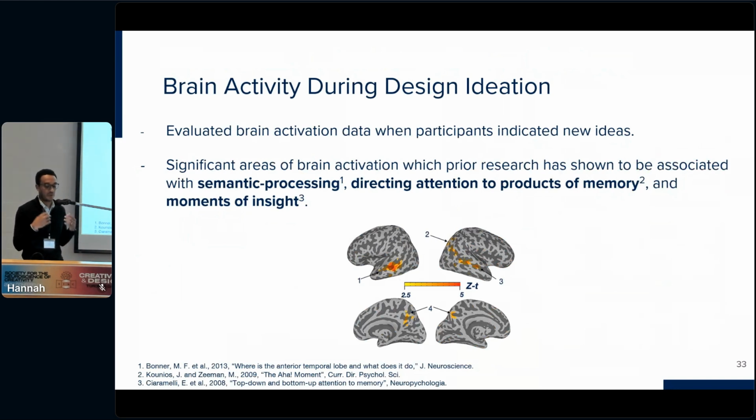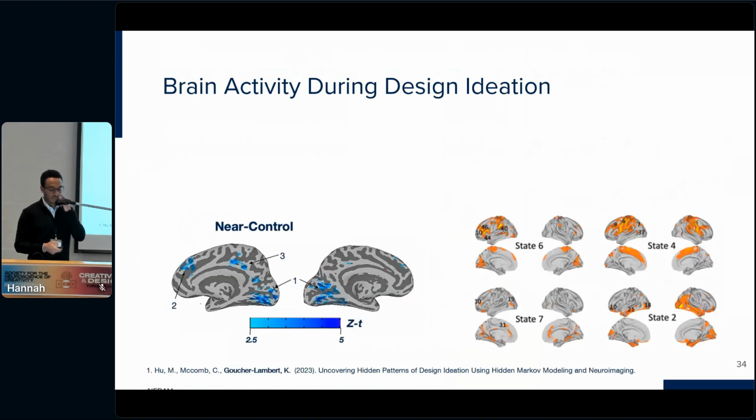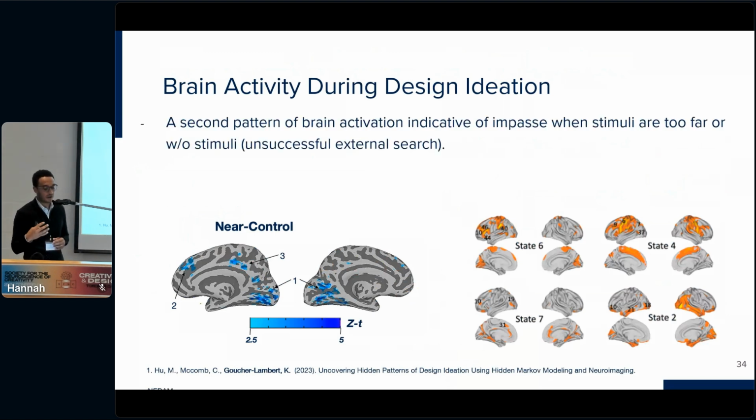The first is associated with generating the ideas, having a positive application of the inspirational stimuli, which we linked to areas commonly associated with semantic processing, directing products to internal memory, and solving problems via insight rather than via analysis. We also had a secondary network that we had identified in the pattern of brain activation that was more indicative of being at an impasse in problem solving, which we associated with problems that were too far away, and really they weren't able to apply them appropriately to the design prompt.